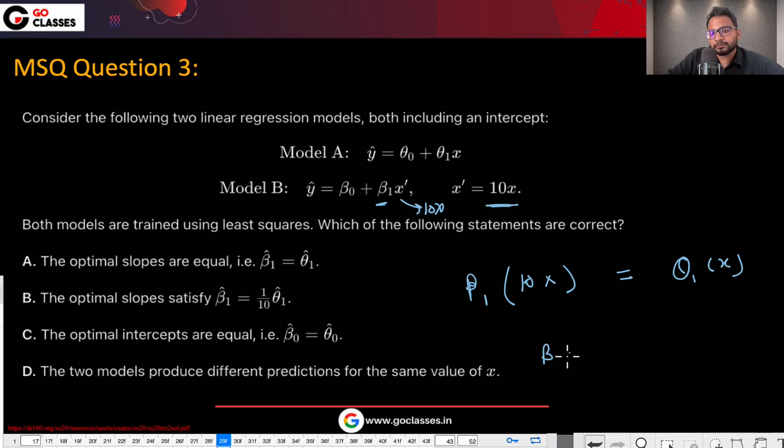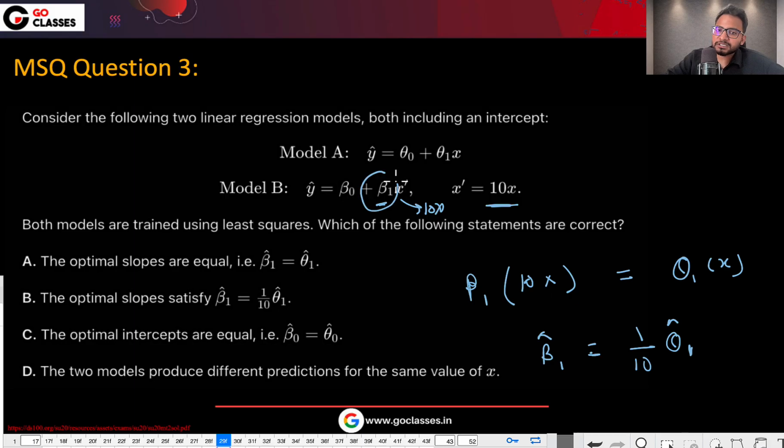Just 1 by 10 theta, okay, theta 1. Whatever answers you get here, cap means the final answer. Cap means these are the answers after differentiating, the final solutions basically. In the final solution, beta 1 will be 1 by 10 theta 1 cap.